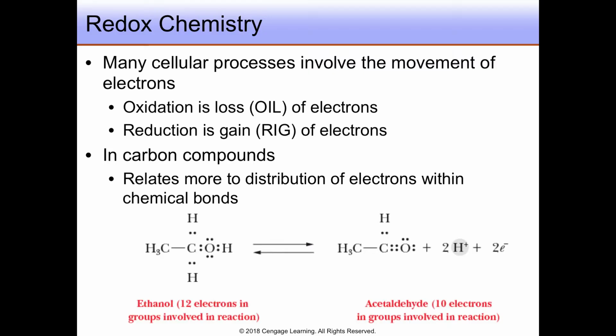The principle applies also in organic or carbon-based systems, like those we encounter in biochemistry, but it has more to do with the distribution of electrons within the chemical bonds rather than the net charge. This is often demonstrated by Lewis dot structures, like the one shown here. We'll return to this subject later. For now, just realize that redox chemistry has much to do with biochemical processes.